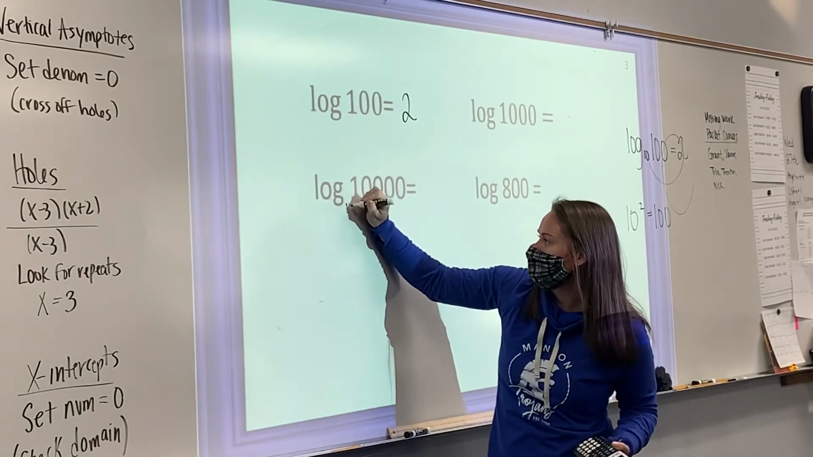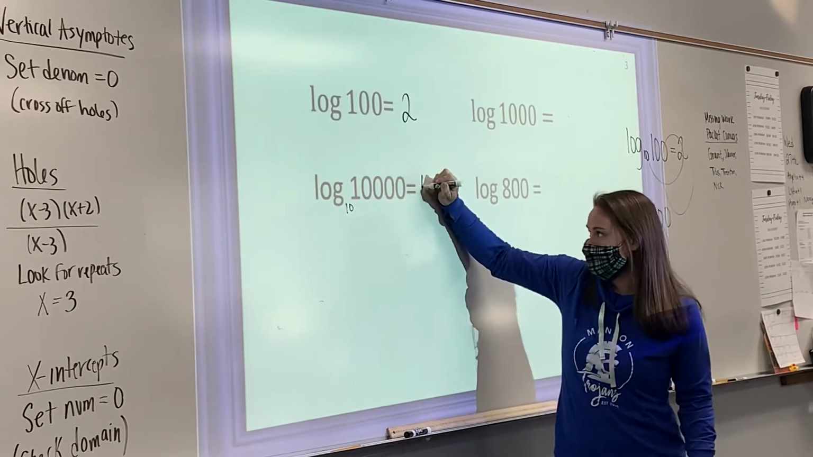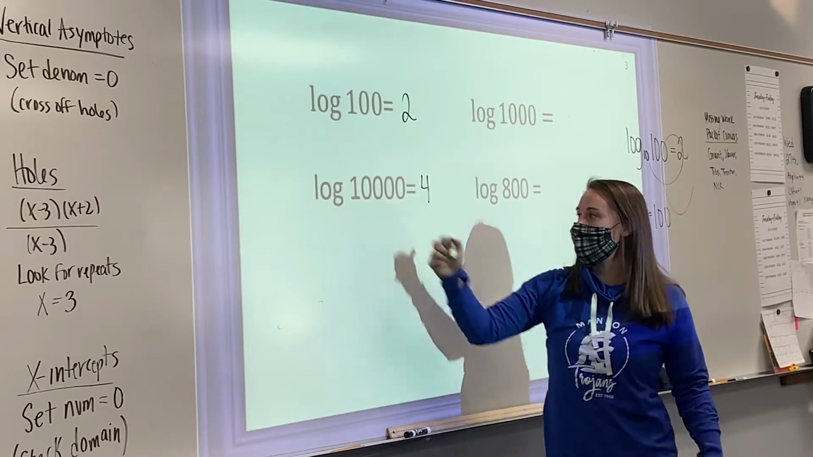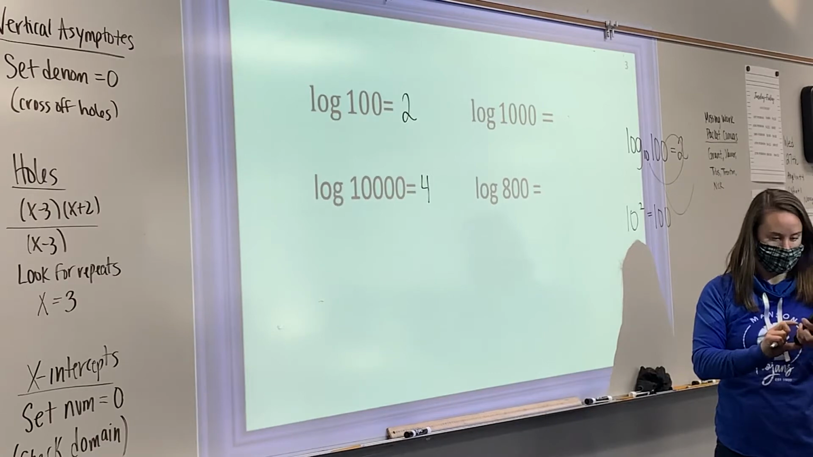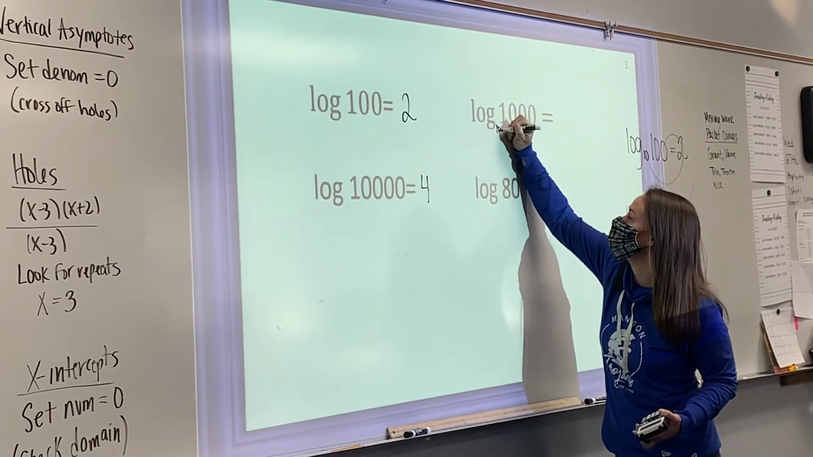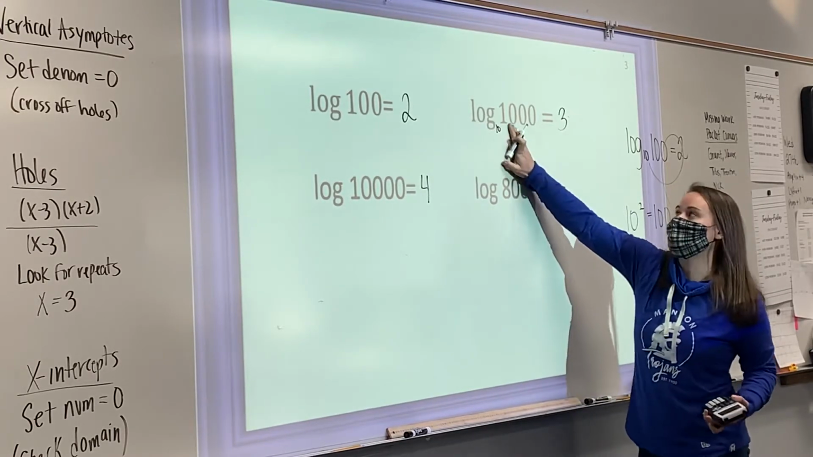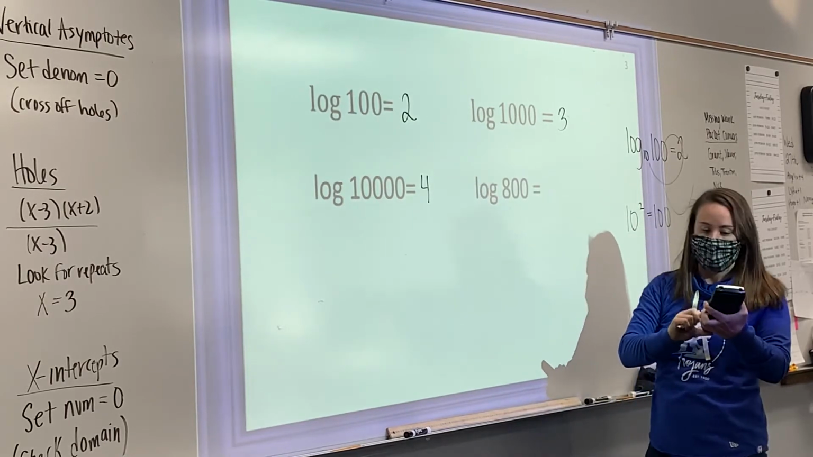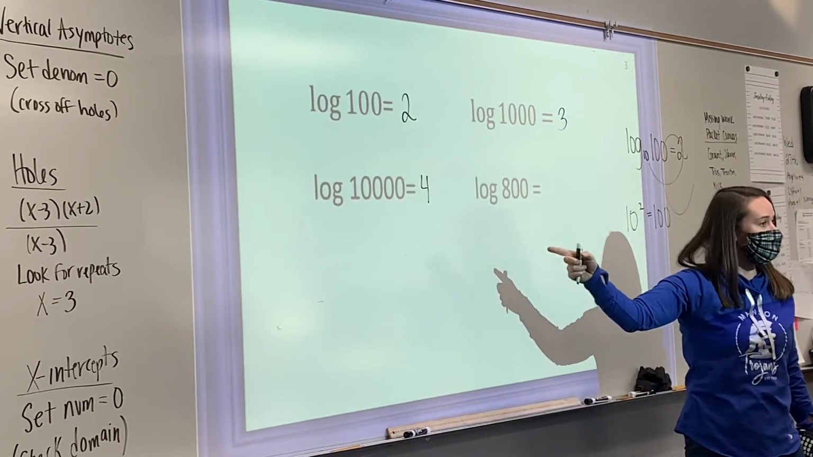Can anyone do this one? 10 to the what power gives you 10,000? 4. 10 to the 4th gives you 10,000. Can we check that, log of 10,000? Let's actually do it the easy way. It is 4. Okay, how about this? 10 to the what power gives us 1,000? Yep, and if you want, you can just check this on your calculator, log of 1,000. It is 3.